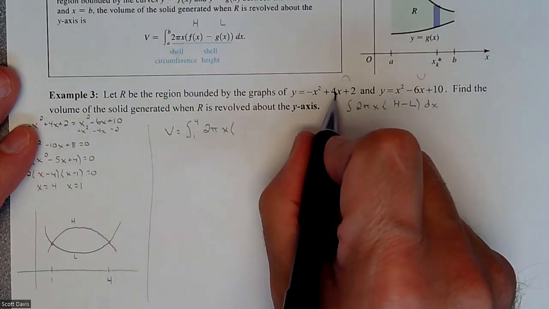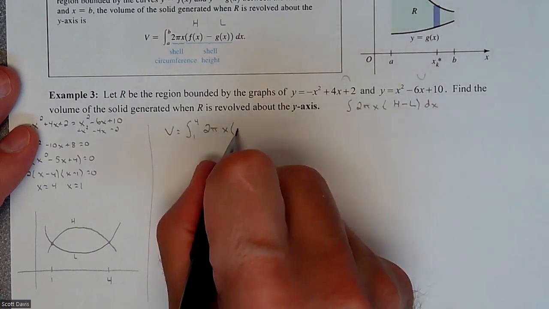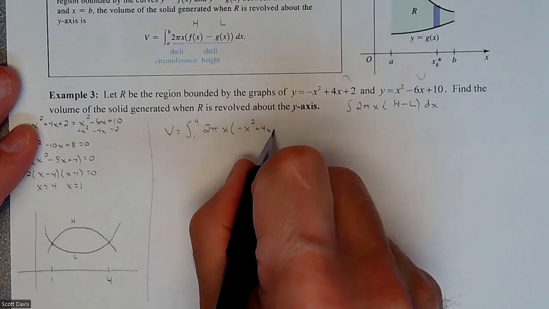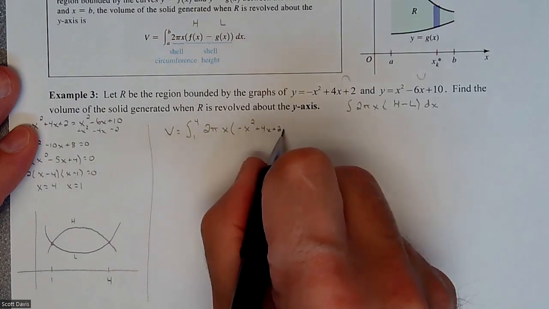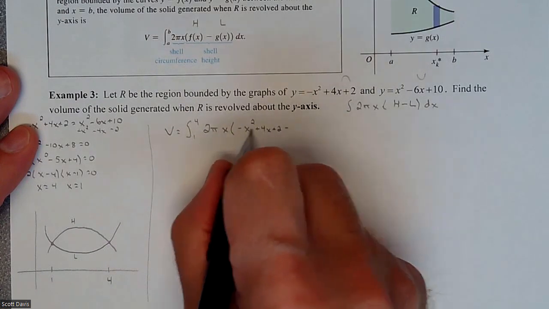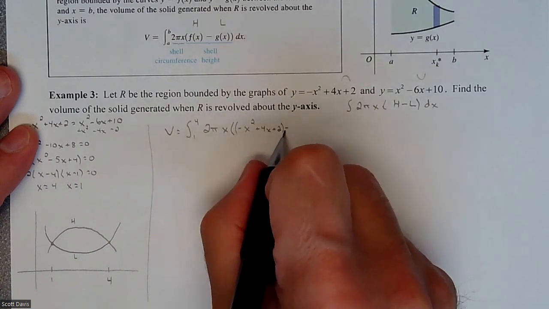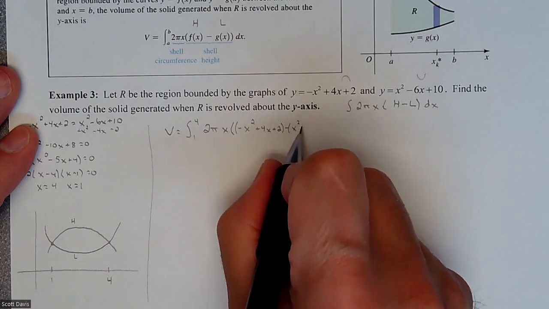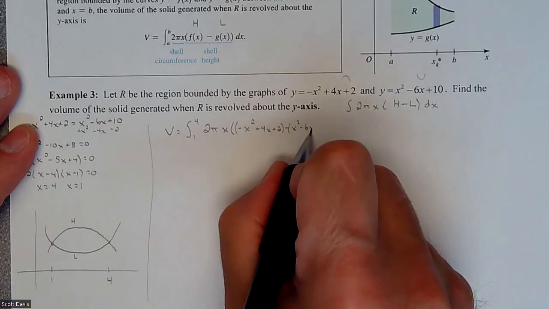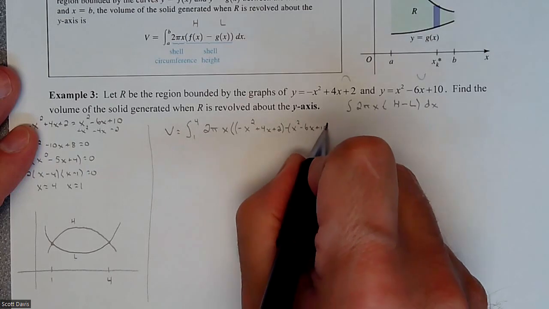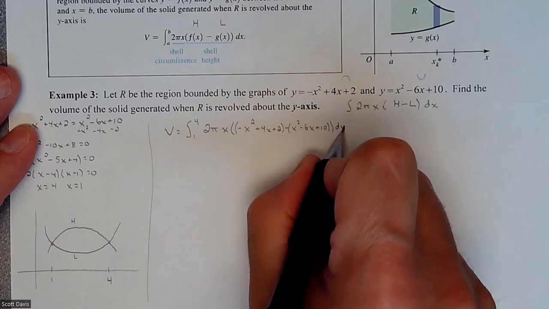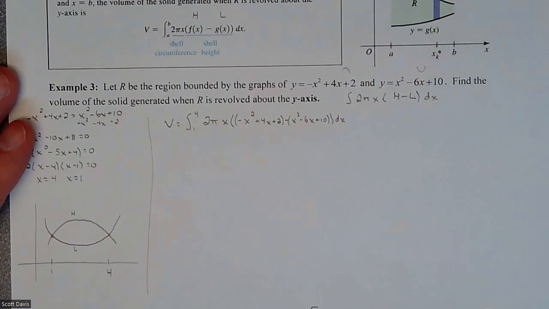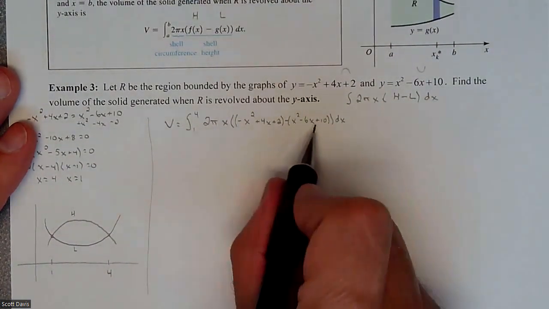This is the higher function. So we'll take that negative x squared plus 4x plus 2 minus the other quadratic, which would be the lower quadratic, at least during that period of time, plus 10 dx. All right, so we got a couple steps that we need to do in order to do our antiderivative. First is I got to put all this together.